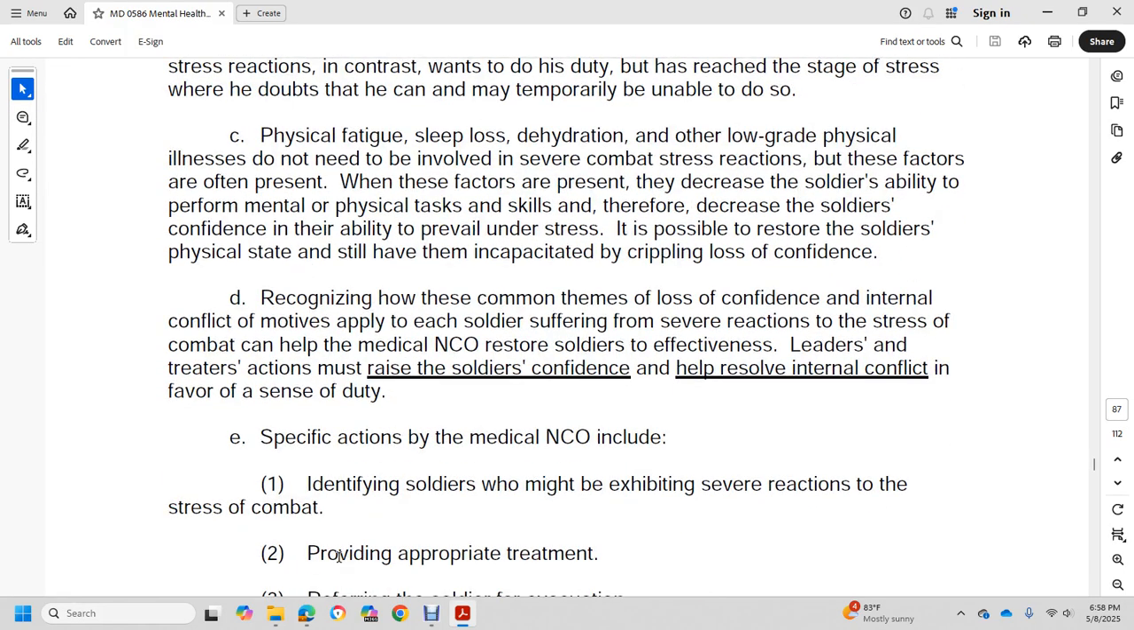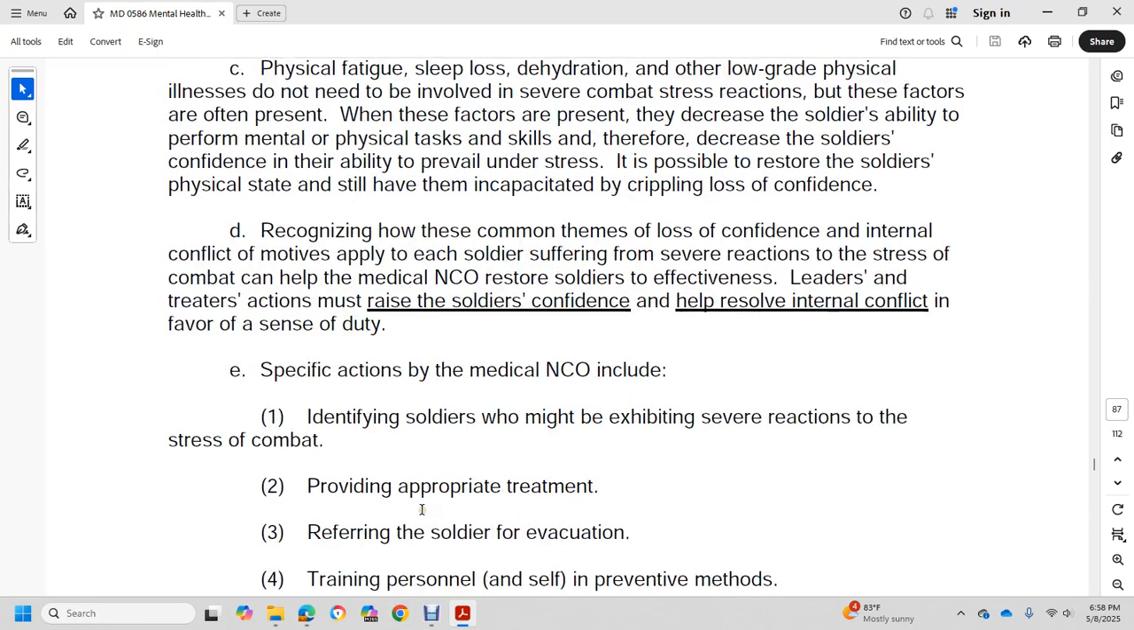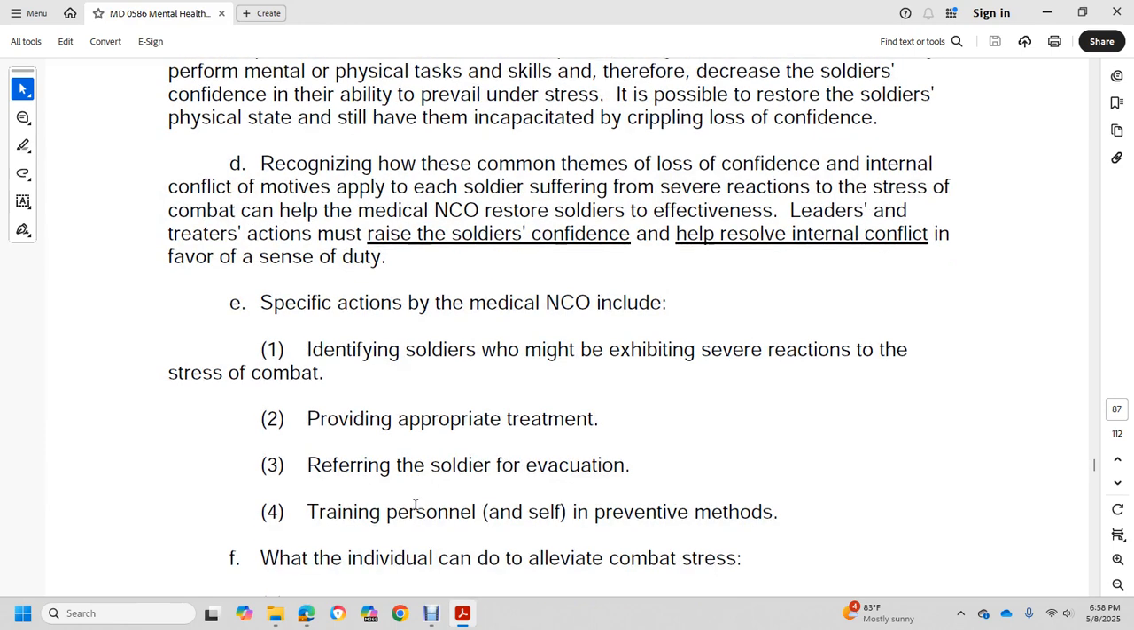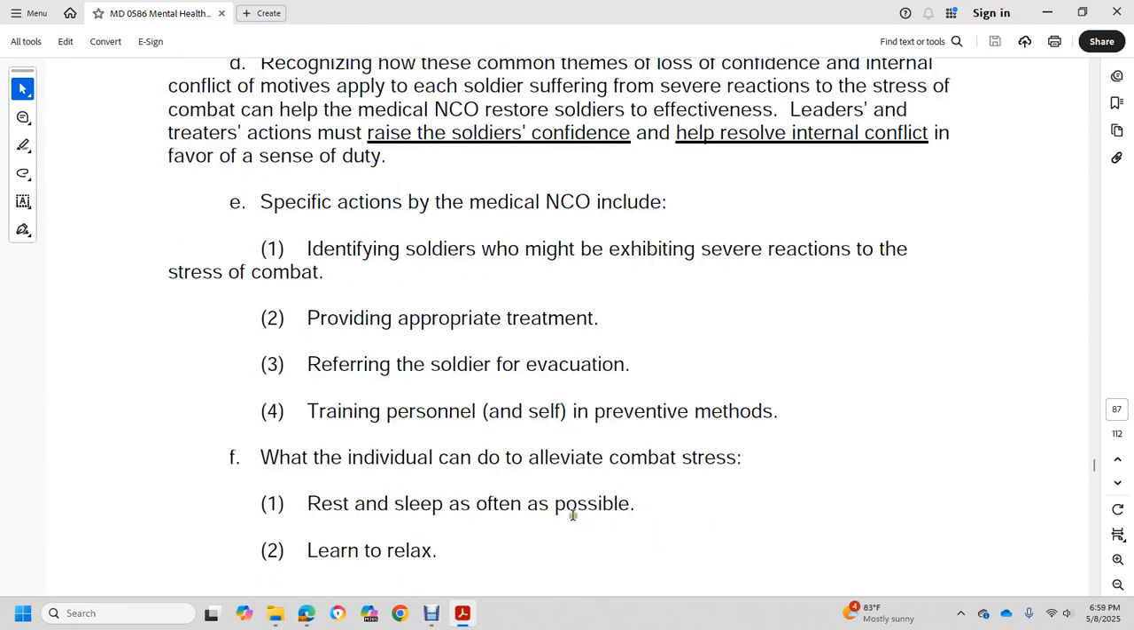Specify actions of the medical NCO: identifying soldiers who might be exhibiting severe reactions to combat stress, providing appropriate treatment, referring soldiers for evacuation, training personnel, and so forth. Preventive methods the individual can use to alleviate combat stress: rest and sleep as often as possible.